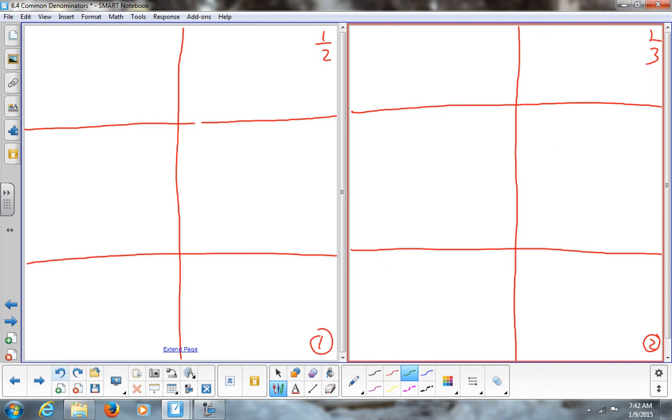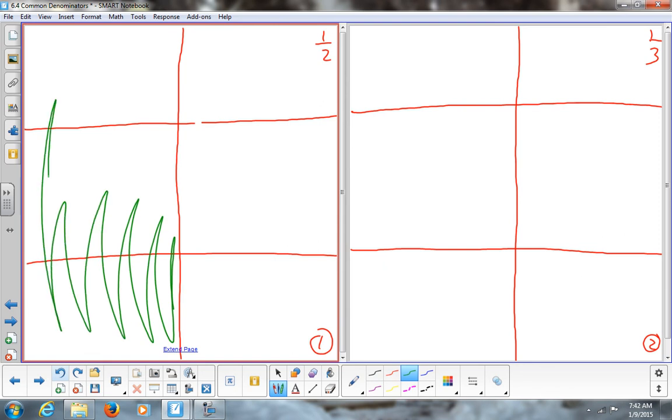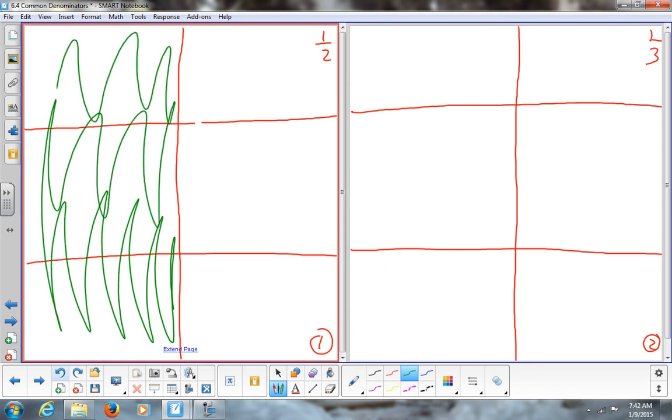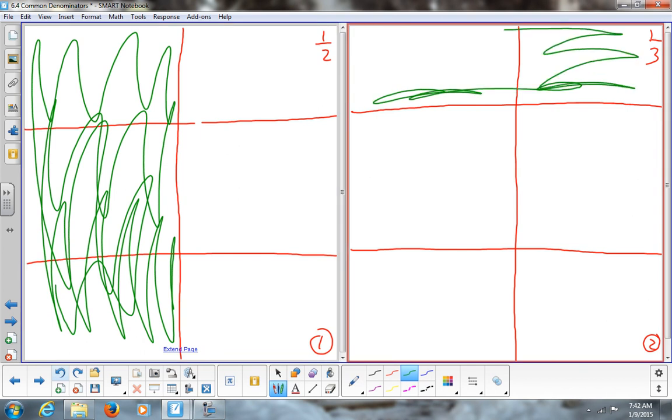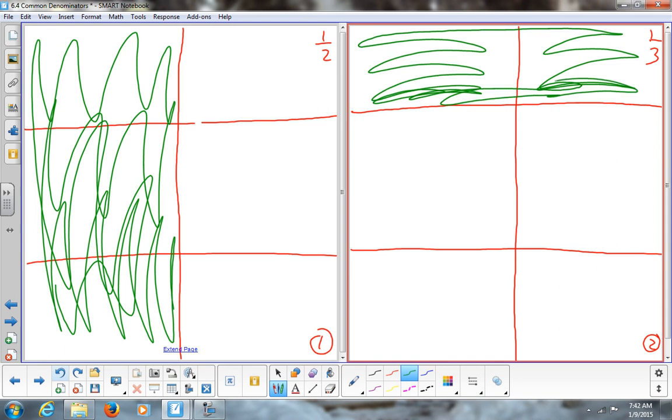All right. So if I was coloring half of that sheet of paper, it would have been this whole side, right? Okay, so that would have been 1/2. 1/3 would have looked like this. Okay, so that's what it would have looked like if you colored in 1/2 of that paper and 1/3 of the other paper.